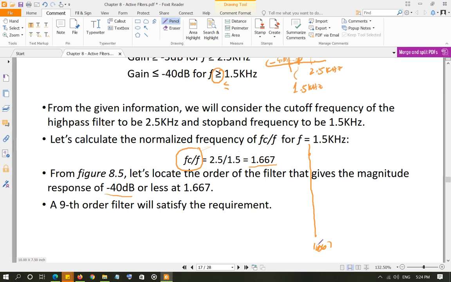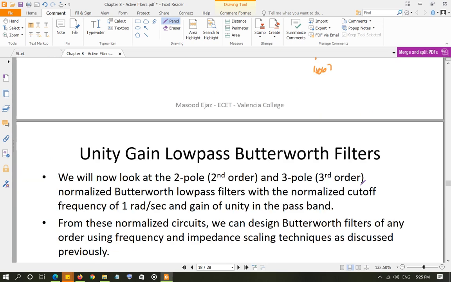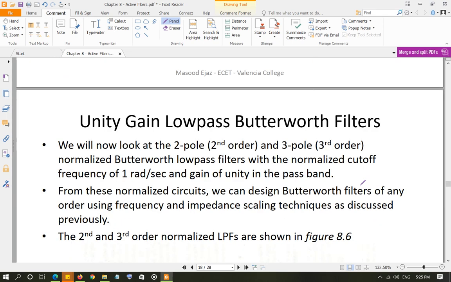If it is negative 30 decibel, that is not the one you're going to choose because it is higher than negative 40 decibel. But if it is negative 41, 42 decibels, then yes, it will satisfy the requirement. According to my graph, when I moved my cursor along that, the 9th order filter satisfied the requirement. So the filter order for our high pass filter for the given requirement will be 9. That means it's going to be a pretty complicated filter. We're not going to design it, but in general, that's how you find it. In the next part, we're going to discuss unity pole low pass Butterworth filters.